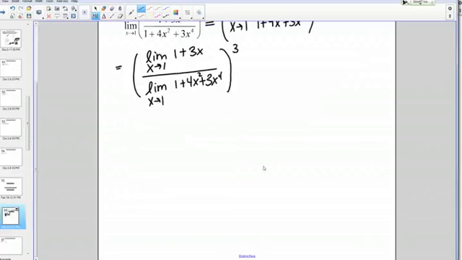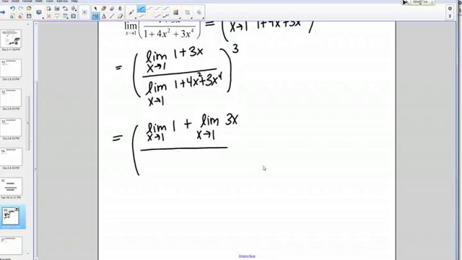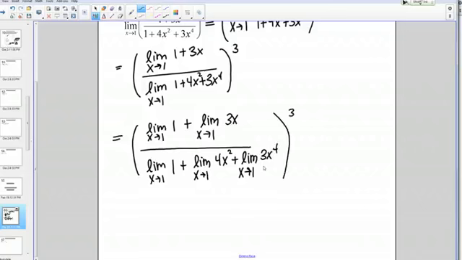So what should I do next? A good thing to do would be to go ahead and break up these sums in the top and the bottom. In the top then, I would have the limit as x goes to 1 of 1 plus the limit as x goes to 1 of 3x. And then in the denominator, the limit as x goes to 1 of 1 plus the limit as x goes to 1 of 4x squared plus the limit as x goes to 1 of 3x to the fourth, and that whole quantity is still raised to the third power.